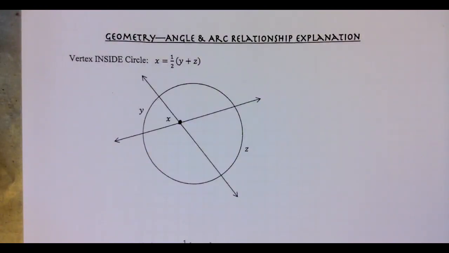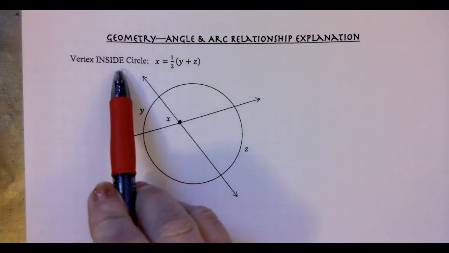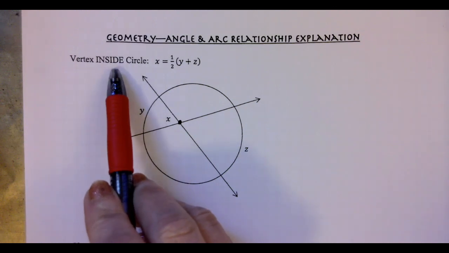Okay, so today I just wanted to go a little deeper into proving for you why we have these certain relationships for angles and arcs. So the first one that I'm going to go more in depth on is what happens when we have a vertex inside of the circle.